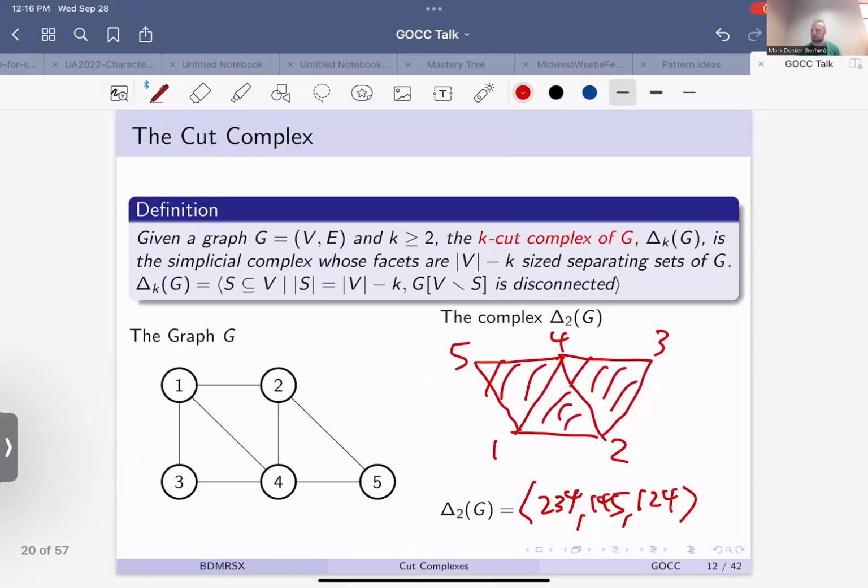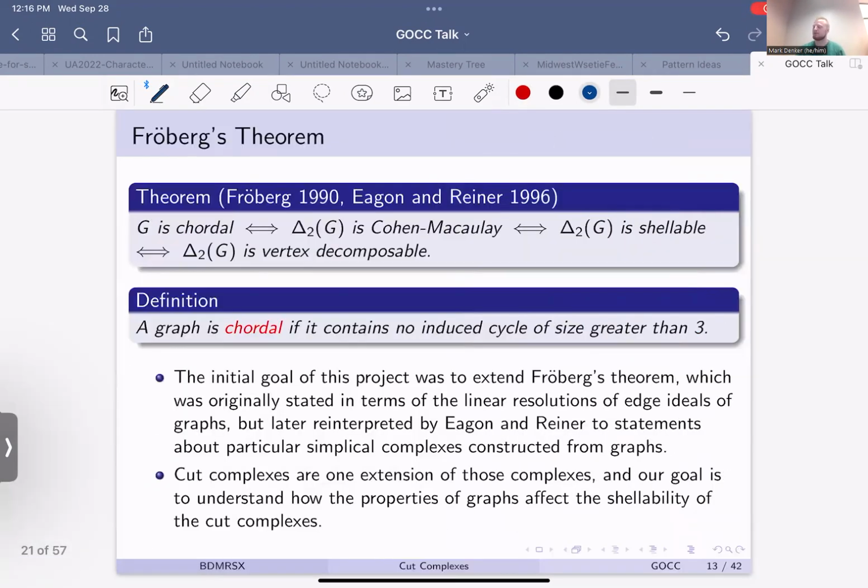Okay. So we have this lovely cut complex. And if we notice, it's a shellable complex, I can just shell the facets 1, 2, 3. That's wonderful. And this is not surprising, because way back in 1990, Fröberg had a theorem that related to whether or not particular edge ideals of graphs had linear resolutions. The edge ideal of a graph is a square-free monomial ideal with generators of degree 2. It's a very algebraic concept. He said that this thing had a linear resolution if and only if a particular graph was chordal.